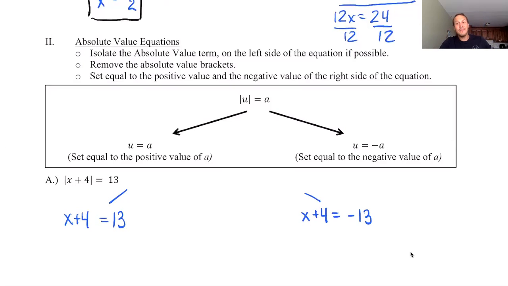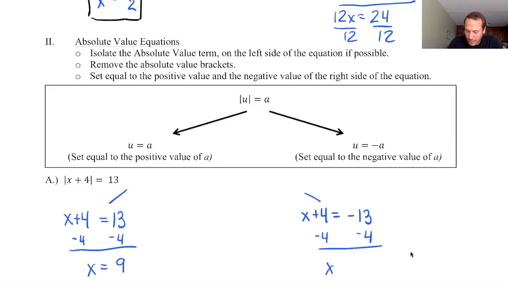So it's the same exact problem, the same exact absolute value piece. However, I'm solving it two separate times. On this side, I subtract 4 and get x is equal to 9. On this side, I subtract 4 and get x is equal to negative 17.